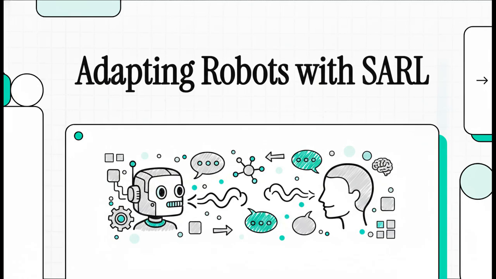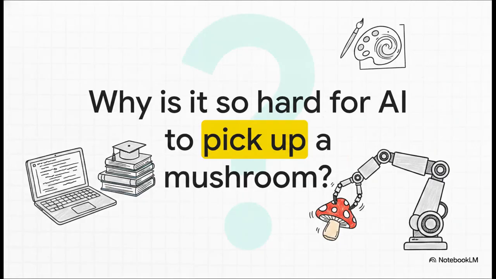Today we're diving into an absolute breakthrough in robotics that is fundamentally changing how we talk to our machines. Okay, let's just get right into it. You know how artificial intelligence can write complex code, it can pass the bar exam, and it can generate photorealistic art in seconds, right? Well, if you ask a state-of-the-art robot to do something as basic as grasping a toy mushroom, things get surprisingly messy.